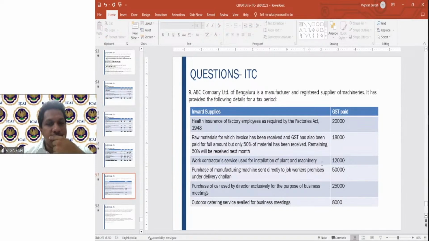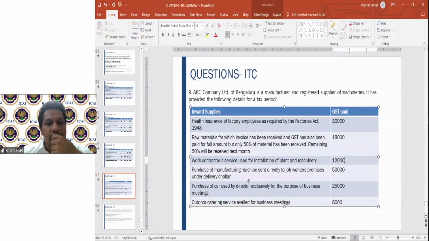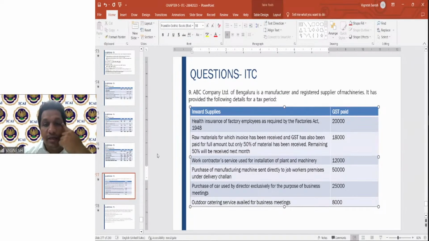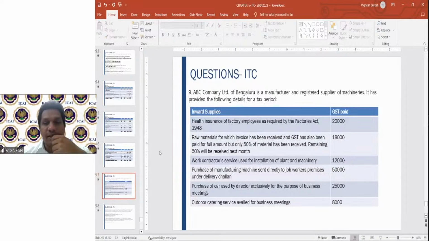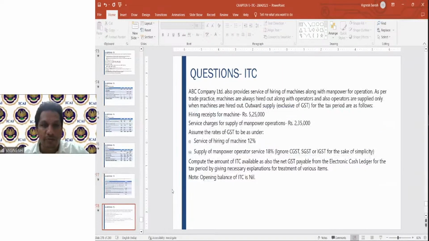Works contract service for installation of plant and machinery, 12,000. Purchase of manufacturing machines sent directly to job workers' premises and delivery charge on it, 50,000. Purchase of car used by director exclusively for purpose of business meetings, 25,000. Outdoor catering service, 88,000. ABC also provides service of hiring machines along with the manpower. As per trade practice, machines are always hired along with operators. Same composite supply has been given. Hiring receipts 5.25 lakhs. Service charges 2,35,000.